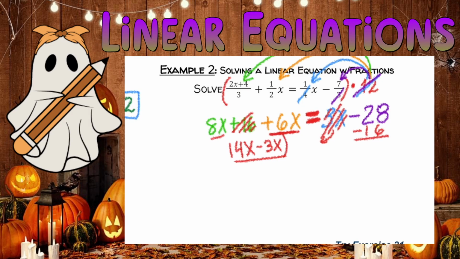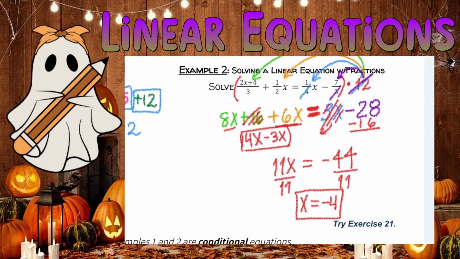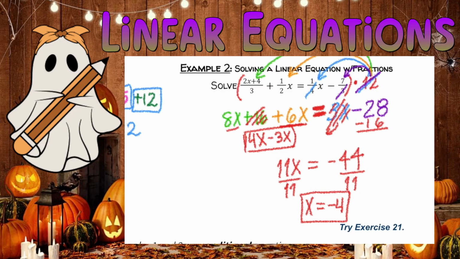So 14x minus 3x gives me 11x on the left. Negative 28 minus 16 is negative 44 on this side. From here, to get the x alone, we're going to divide both sides by 11. And that leaves us our final answer, x equals negative 4. So we got one solution. That makes this a conditional equation. It's true that the left side equals the right side under a condition, when x equals negative 4.